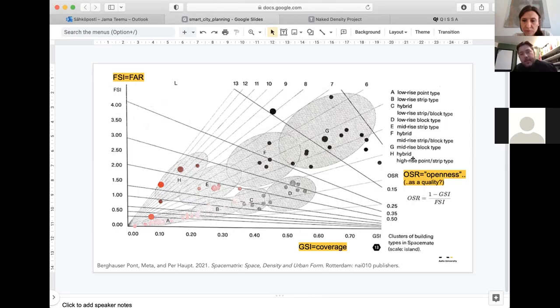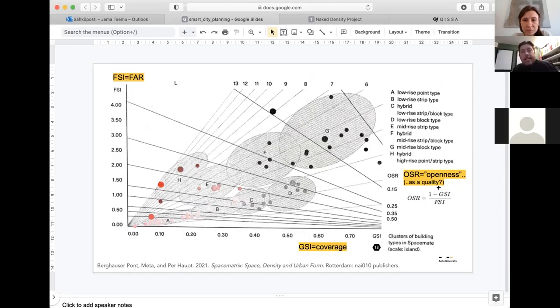And then they took this old concept, which was never used more widely but was actually developed already in Germany in the beginning of the last century, OSR, open space ratio, which is tracking openness, meaning how much open space there is for that amount of gross floor area.